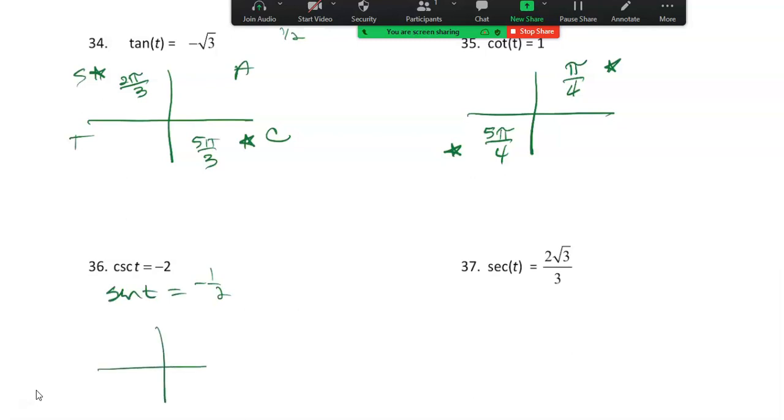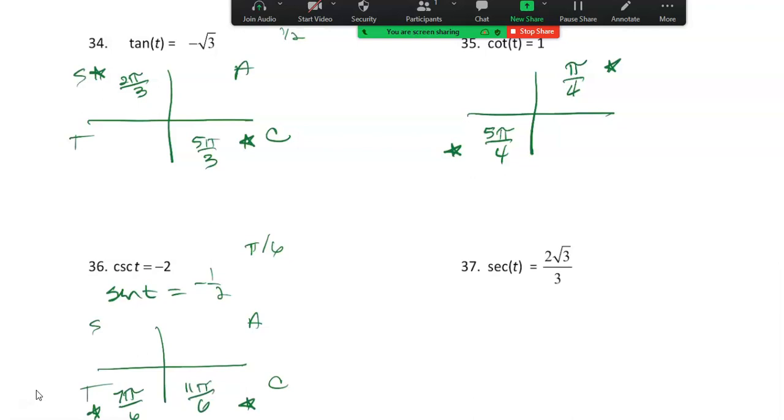So where is sine negative? Sine is negative in the third and fourth quadrant. Look up, see what angle has a sine of 1/2. Looking for a reference angle or reference number, that's pi/6. So go in the third quadrant, look for your angle with 6 in the denominator. Go in the fourth quadrant and do the same.